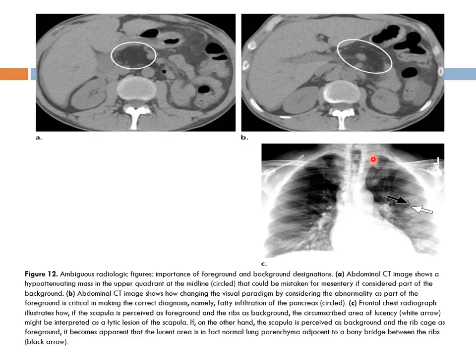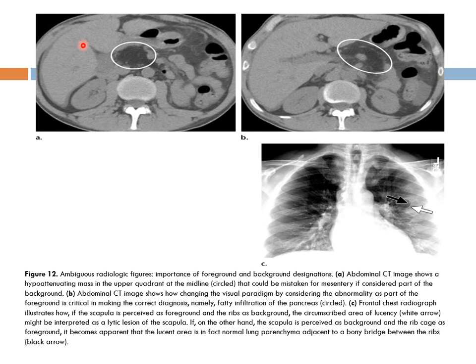Again, this image shows a hypoattenuating, hypodense area in the center of the abdomen. If we regard this as the background, you may see this as mesentery and fat. But if we regard it as the foreground, you see this is the pancreas diffusely infiltrated by fat. Is this the pancreas? Yes, with massive fatty infiltration. While here, we can consider it just mesenteric fat.